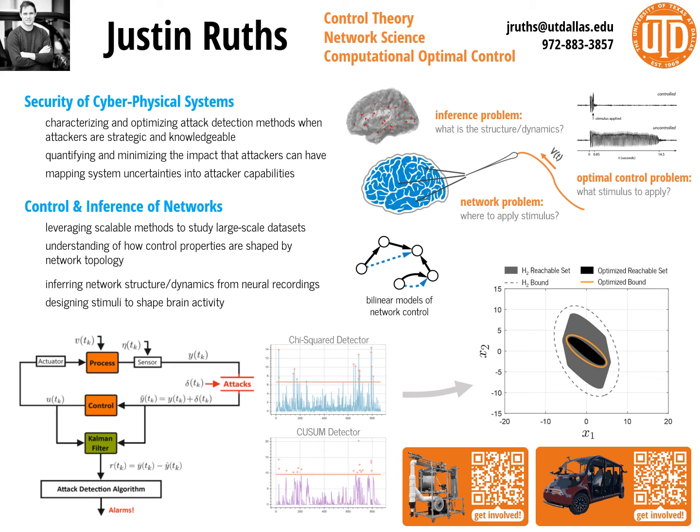And so one of them is what we call the inference problem. So what is the structure? And one is what is the network problem? So where in that network to apply a stimulus or to affect a change in that brain behavior.